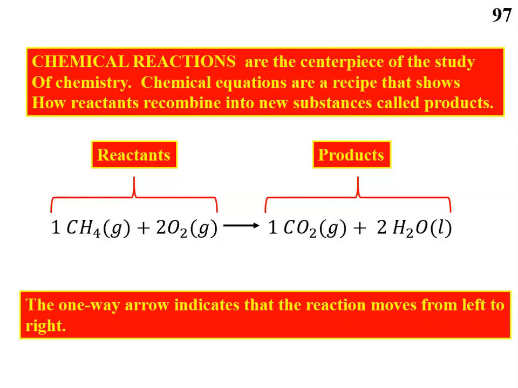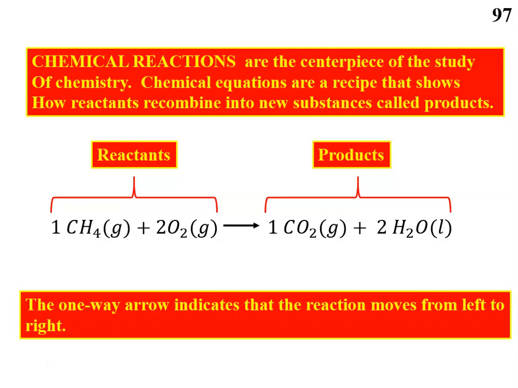We're going to get into chemical reactions. Now, chemical reactions or chemical equations are the centerpiece of the study of chemistry. Chemical equations are the recipe that shows how reactants, those are the compounds or elements on the left side of the equation, recombine into new substances called products. So you take reactants, you make products. They're essentially a recipe in chemistry of how you make different compounds from other compounds or from other elements. The one-way arrow indicates that the reaction moves from left to right.